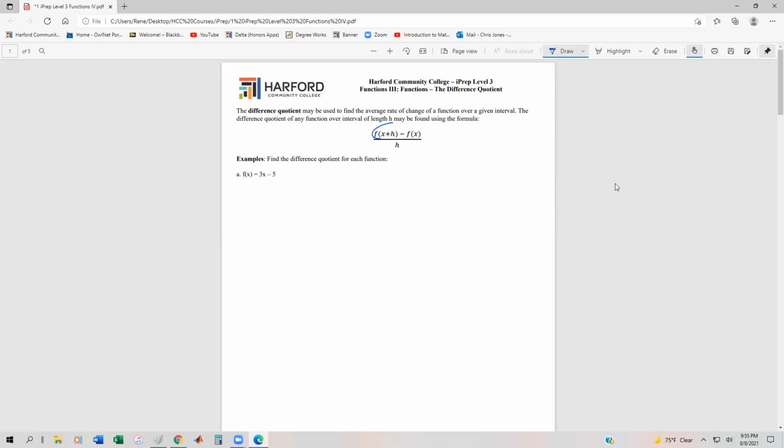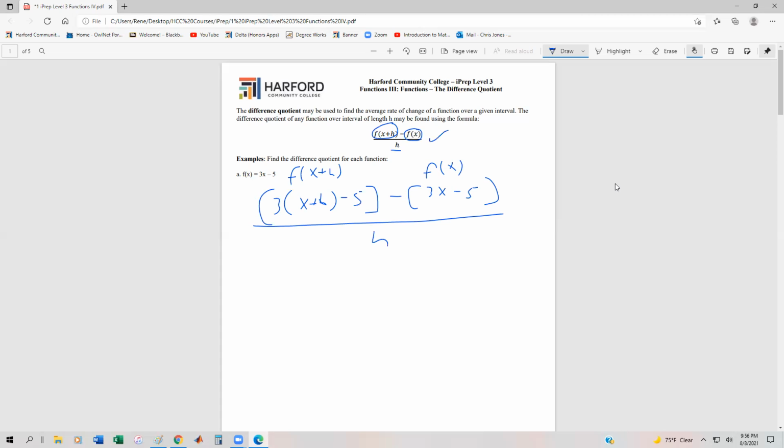What we're going to do is start by substituting x plus h, then substitute x, and divide by h. So this is going to become 3 quantity x plus h minus 5, and this is our f at x plus h, minus f at x, which is the original function. That's going to be 3x minus 5. And we're going to divide all of that by h. So I just plugged it right back into this formula.